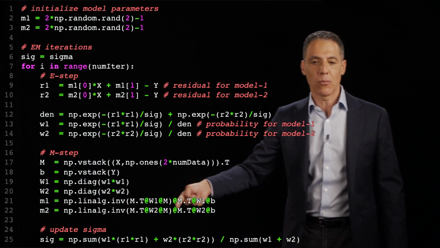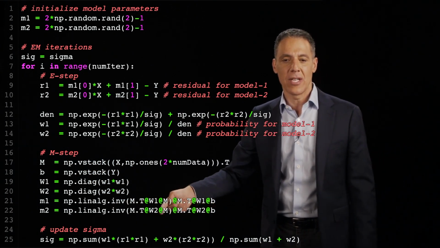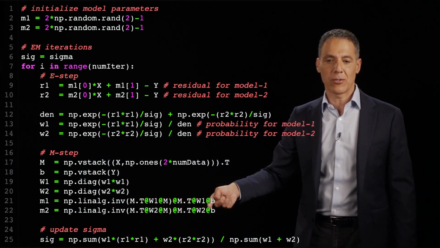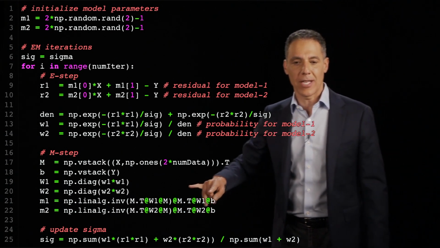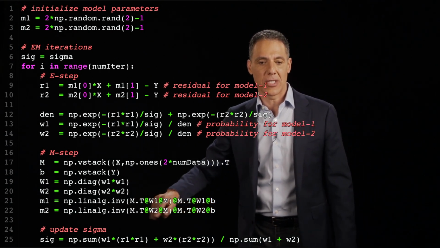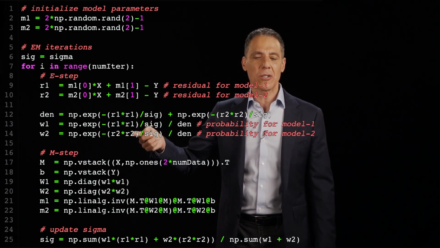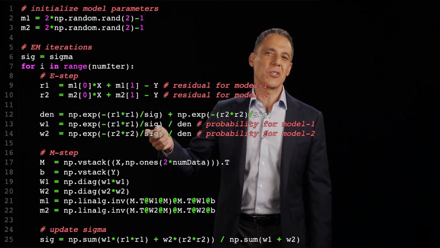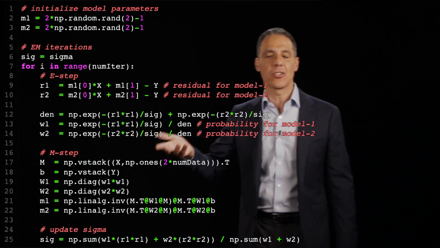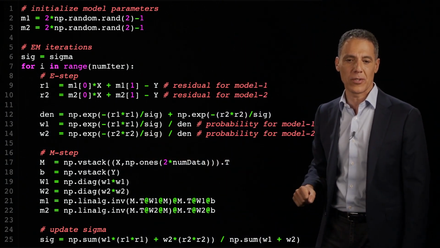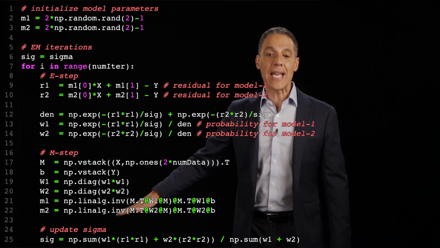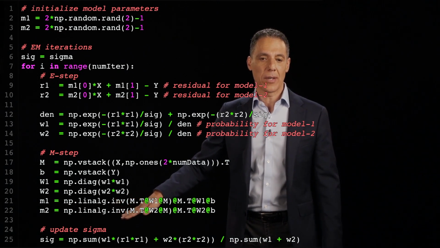And here is my weighted least squares estimation. I've got my matrix inverse times the matrix transpose times the data. And of course, I've slammed in the weighting matrices in here. By the way, I didn't actually have to compute W2 here because once I know W1, W2 has to be 1 minus it. I put it in here just so you could see it, but you could make this a little bit more efficient. I now have re-estimated my model parameters M1 and M2.